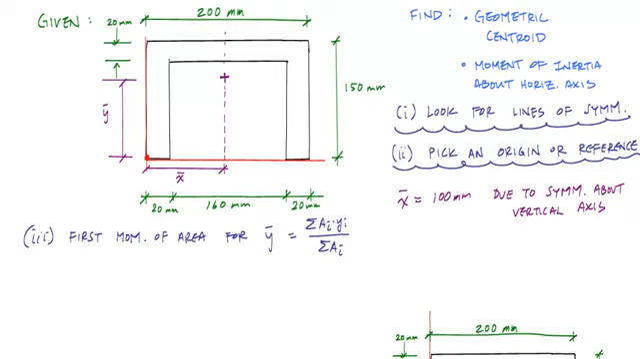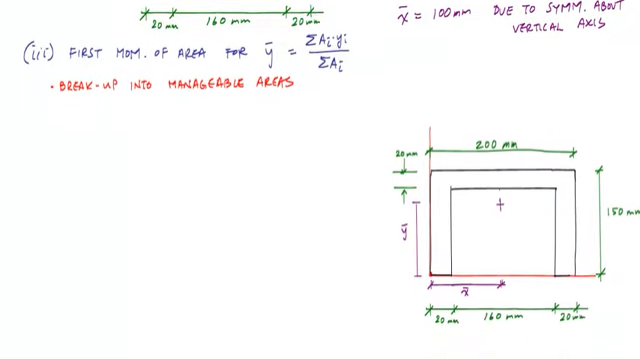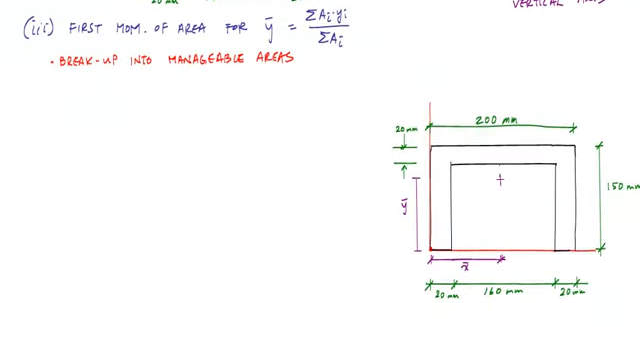So in order for us to apply this equation, what we've got to do is break up this channel shape into manageable areas. I'm going to do that down here, because I'm going to create a table. Here I have the same cross section again, same drawing as before, and I'm just going to break this up into 3 rectangles. So I'm going to draw a line here and a line here. So I have area 1, 2, and 3.